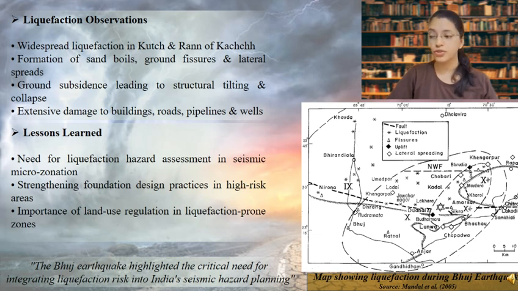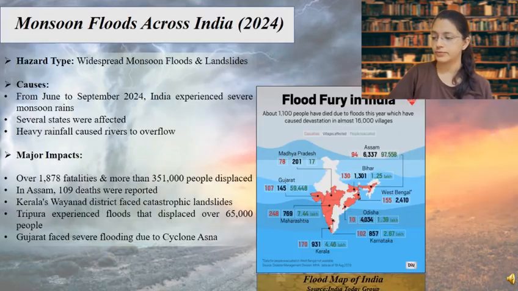Sand boils, ground fissures, and lateral spreading were also observed in the area. Ground subsidence led to ground tilting and collapse, and damaged buildings and roads. It led to the urgency of understanding the importance of land use regulation in liquefaction-prone areas, and also how important a strong foundation design is, highlighting the importance of integrating liquefaction into seismic microzonation studies.